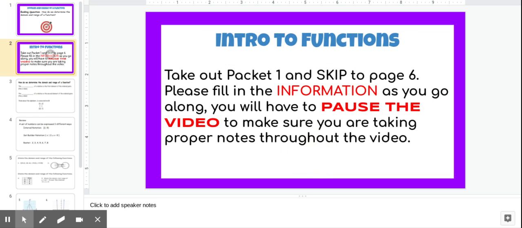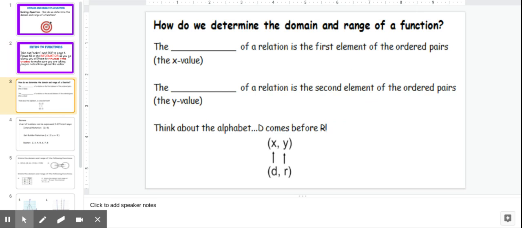So first thing we're going to look at is I want you to take out packet one and skip to page 6, and we're going to fill out the information as we go along. You will have to pause the video to make sure you're taking the proper notes throughout the video, okay? So here's the first one.